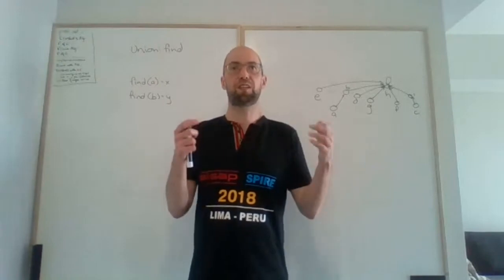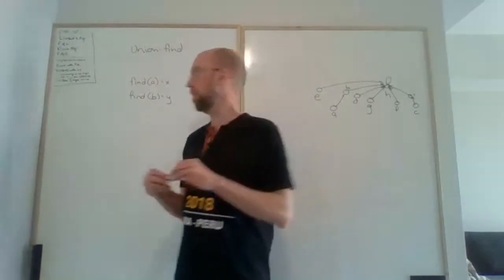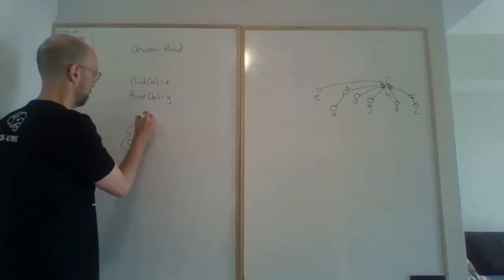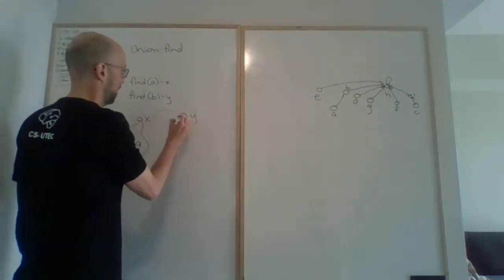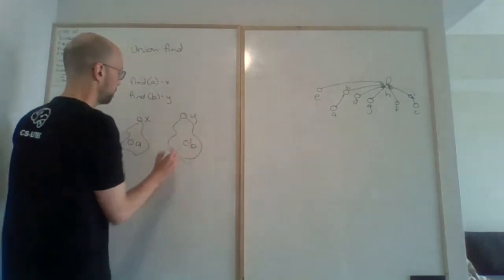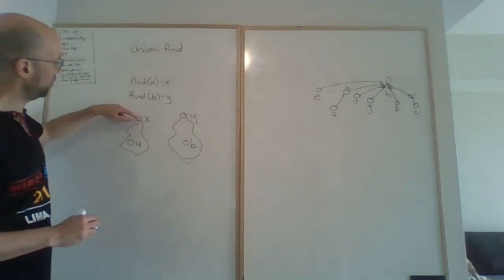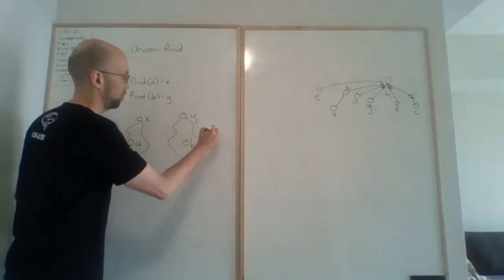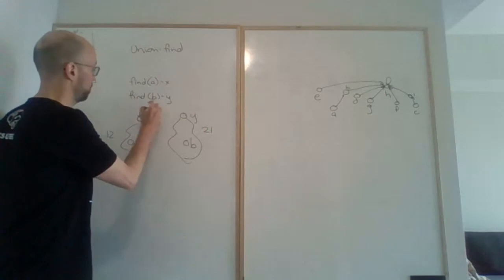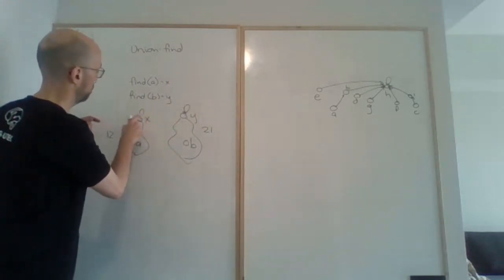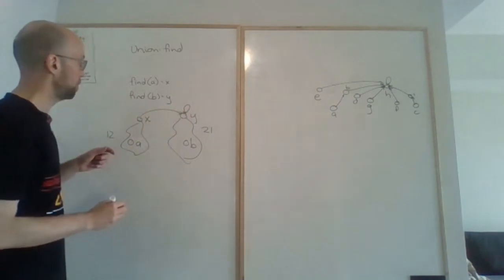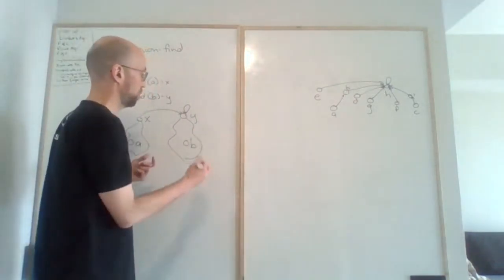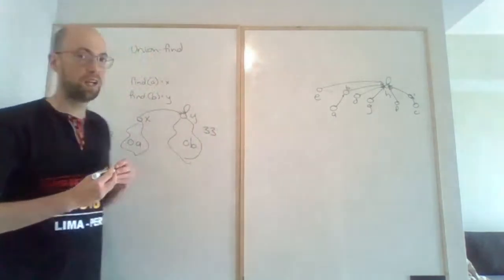Because when I make the smaller one point to the bigger one, I just set x's pointer. So here we have x, here we have y, and somewhere in this tree you have b. Find a gives x, and x says this tree has 12, and y knows that this tree has 21. Instead of pointing to itself, x now points to y. The size of x's tree stays the same, but the size of y's tree goes up by 12, so it's now 33. That's constant time.